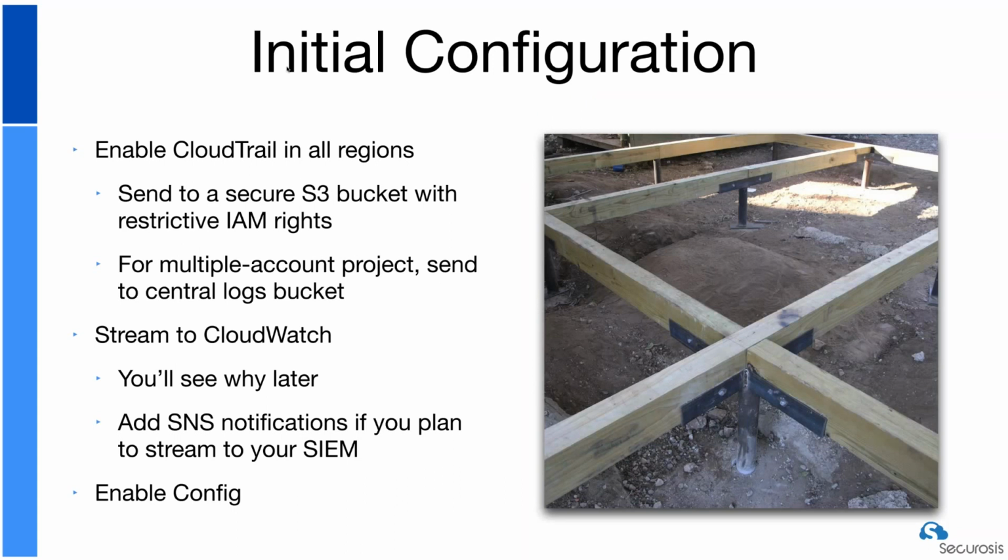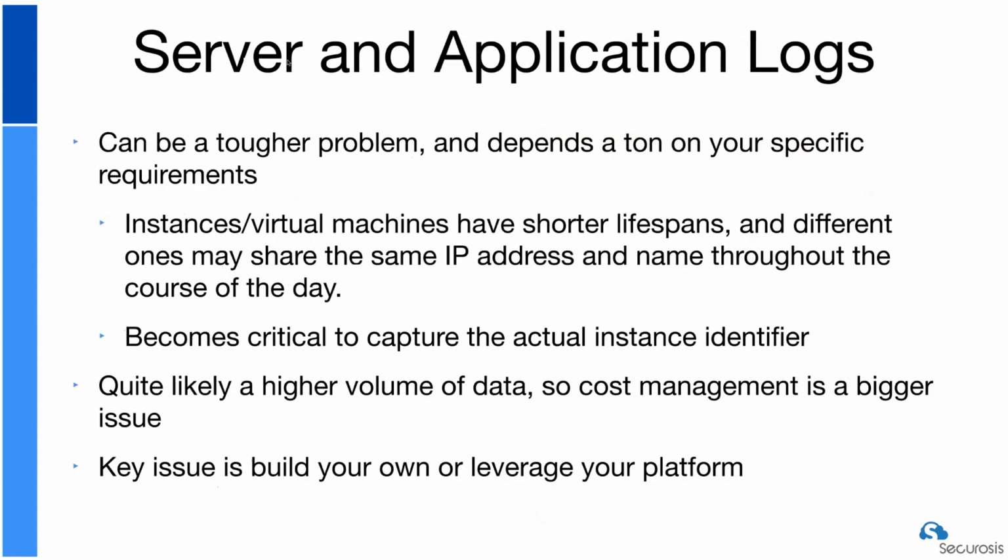Now in terms of your initial configuration, as I mentioned, get CloudTrail running in all regions, and send it to a secure S3 bucket with really tight write permissions on it. If you're using that cascading multiple account architecture, push it someplace central. You do want to stream those to CloudWatch. I'm going to show you why later. And you can add notifications to that to integrate with your SIEM. And then just turn on Config. You can play with the Config rules, but just turning on Config itself will give you that change tracking over time. Now, server and application logs complicate this, so it can be tougher.